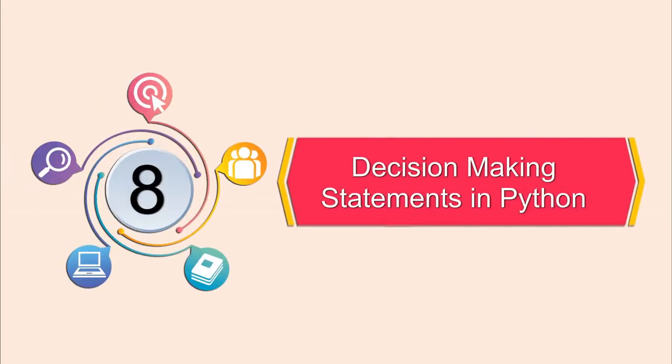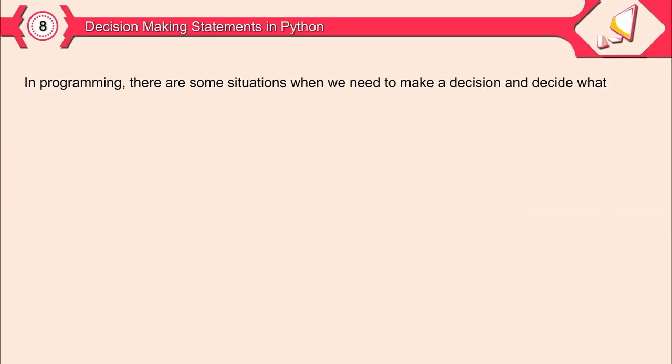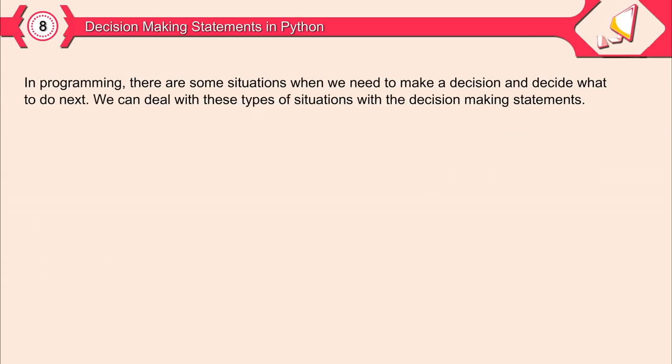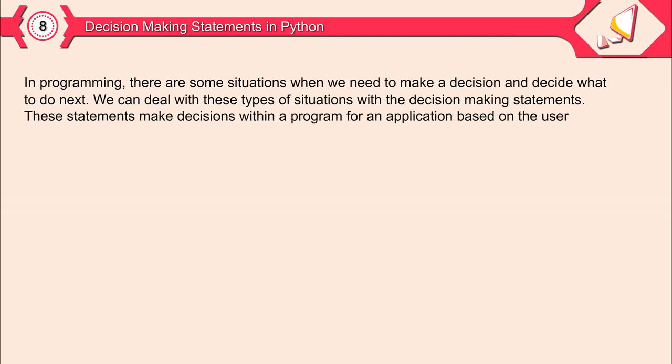Chapter 8: Decision-Making Statements in Python. In programming, there are some situations when we need to make a decision and decide what to do next. We can deal with these situations with decision-making statements. These statements make decisions within a program for an application based on the user requirement.